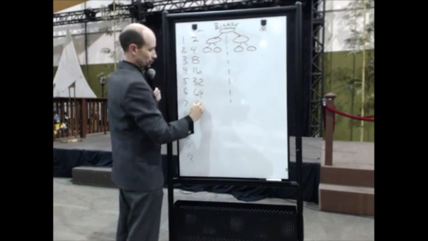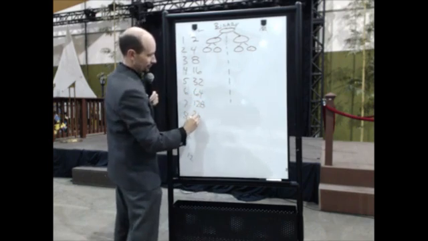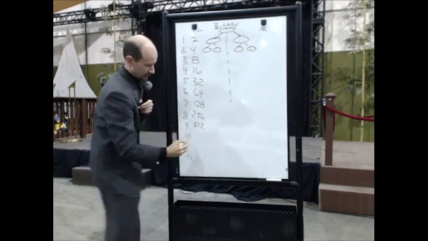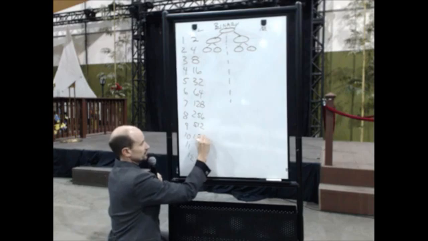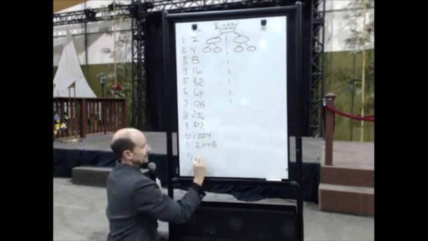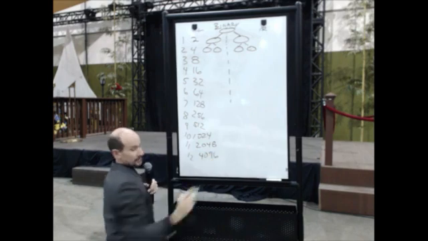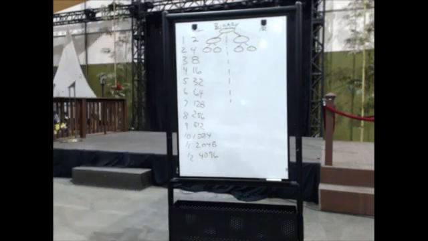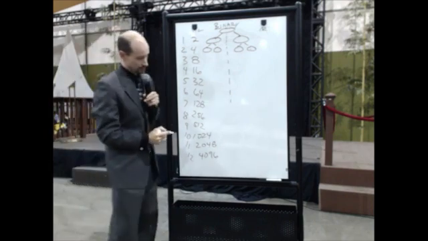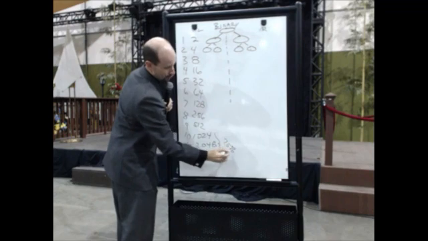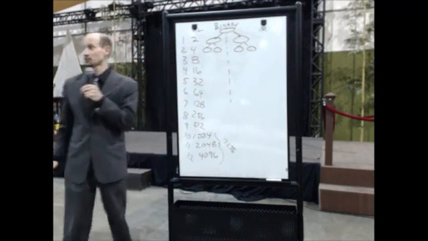64, 128, 256, 512, 1024, 2,048, and 4,096. Here's what I want you to notice about this. The first thing you need to notice is that 75% of your growth happened in the last 3 months.